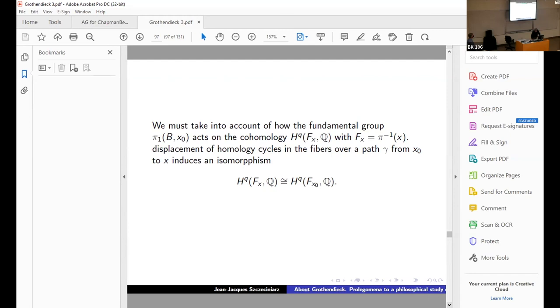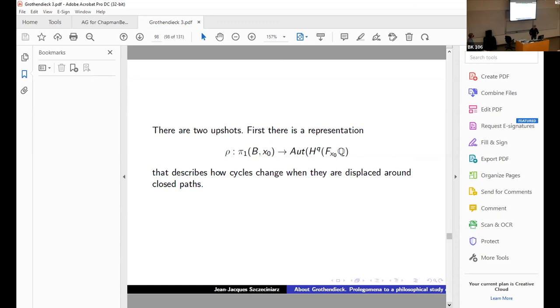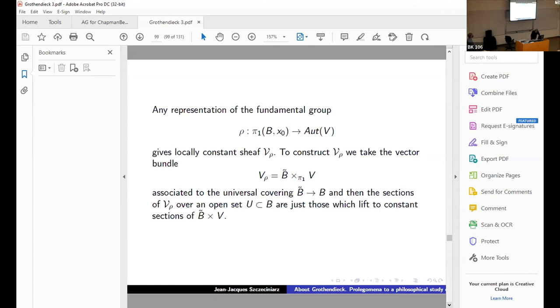So this isomorphism. And we have two options. First, there is a representation rho of π1(B, x0) in Aut H^q(F, Q) that describes how homology cycles change when they are displaced around a closed path. Any representation of the fundamental group rho of π1(B, x0) gives a locally constant sheaf V.